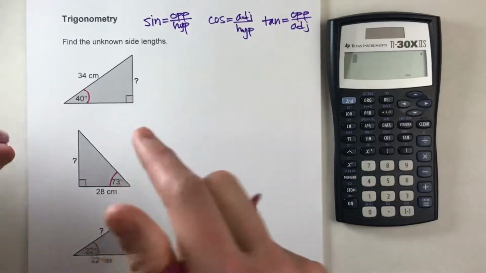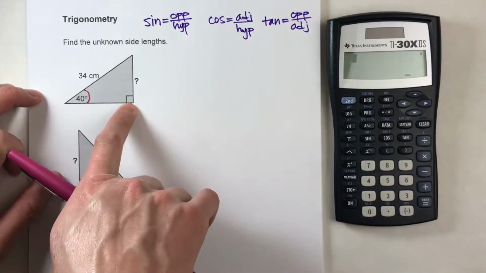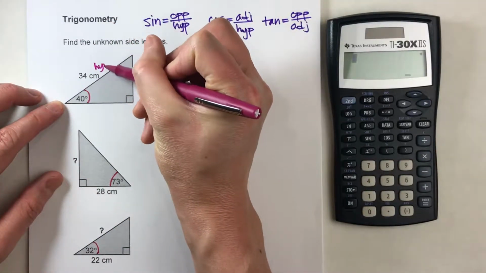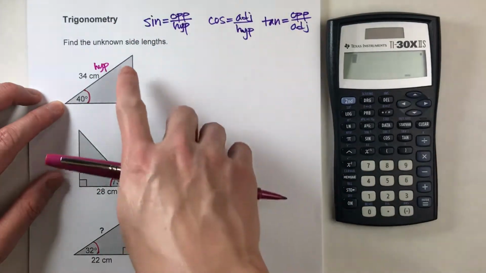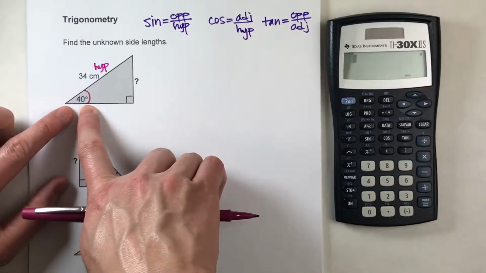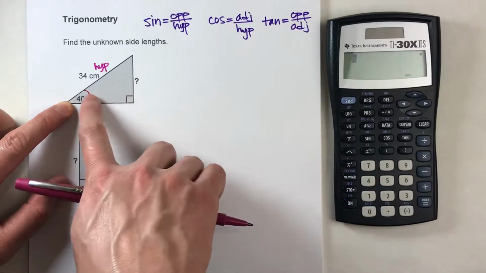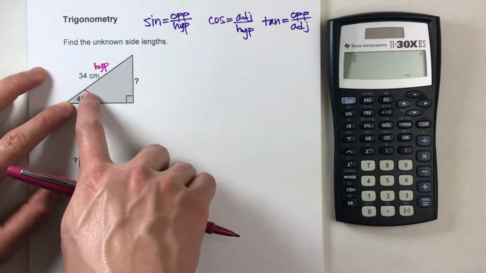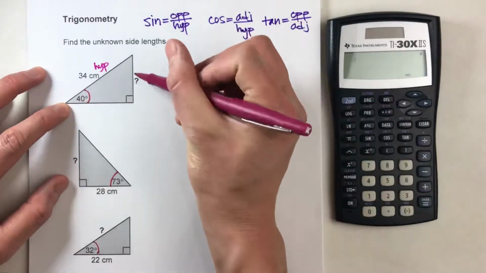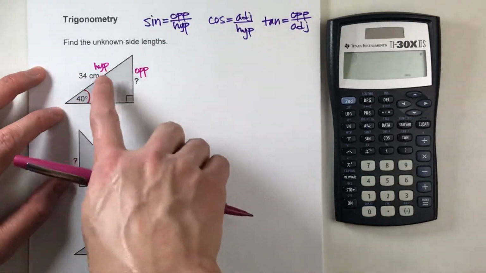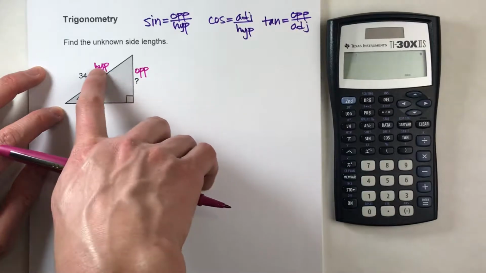Notice we have the right triangle here. There's my right angle, which makes this side over here my hypotenuse. All right, now this is the angle we're given, 40 degrees. We're trying to find this leg over here. Now notice this leg is across from that angle, so it is the opposite leg. So in this triangle, we're working with the opposite leg and the hypotenuse.